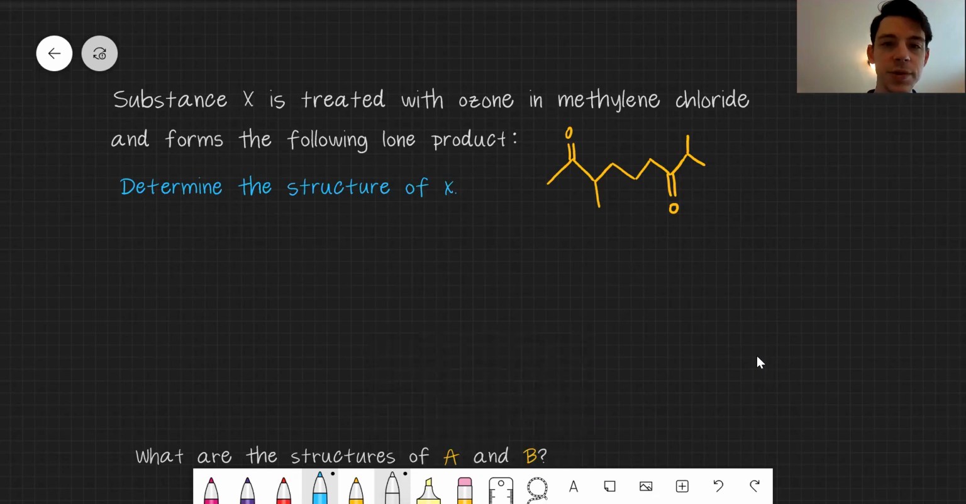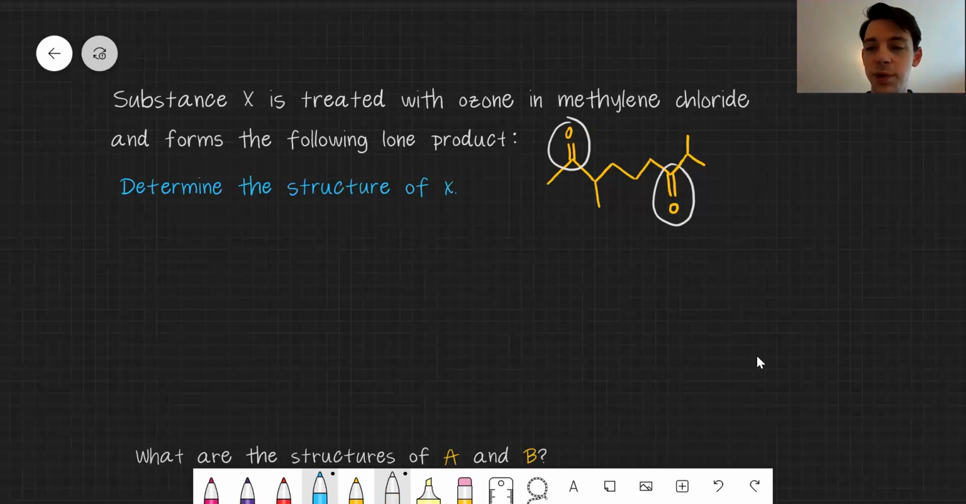Okay, so this says substance X is treated with ozone and methylene chloride and forms the following lone product. Ozone is used to cleave double bonds and form either a ketone or an aldehyde in the place of the double bond. Here, I see these two functional groups that are both ketones that would have formed from the ozonolysis of this molecule.